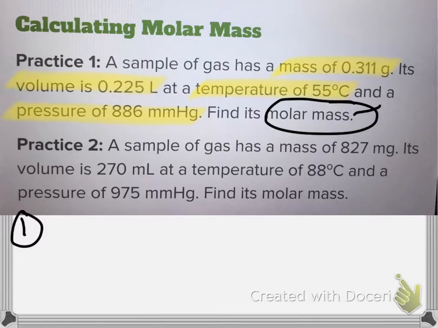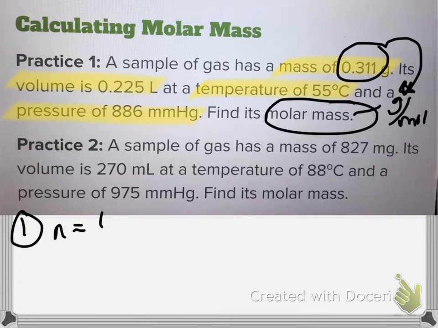And so again, our molar mass is grams per mole. Well, notice we already have grams. So now we need to figure out moles. We have volume, we have temperature, we have pressure, so we can use the ideal gas law. Again, n equals PV over RT.